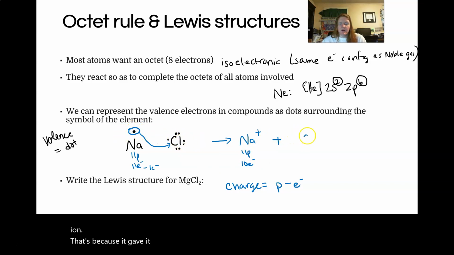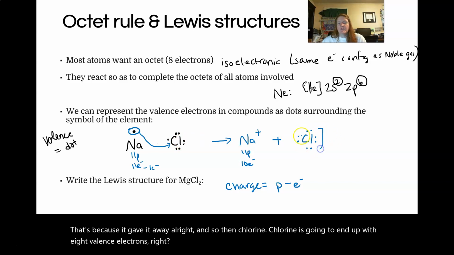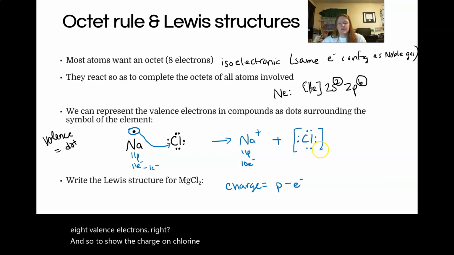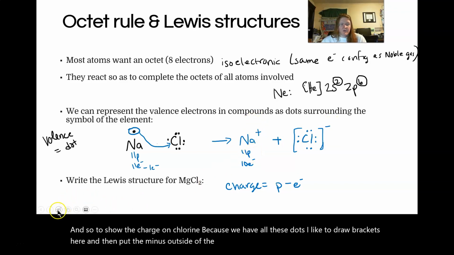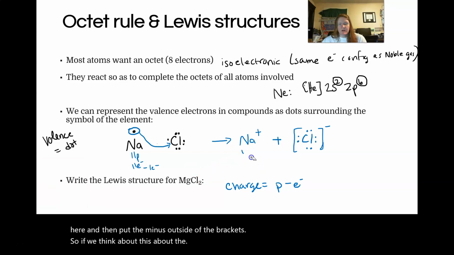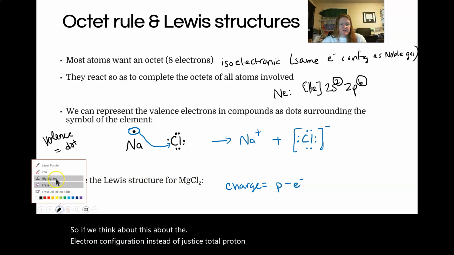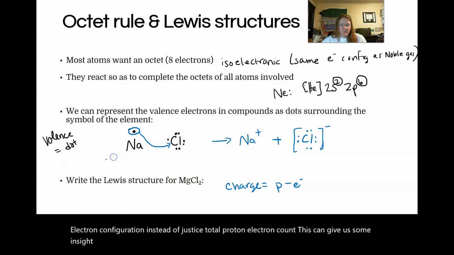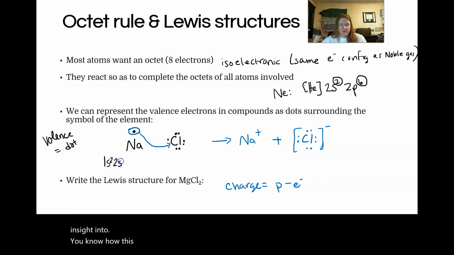All right? And so then chlorine is going to end up with 8 valence electrons, right? And so to show the charge on chlorine, because we have all these dots, I like to draw brackets here and then put the minus outside of the brackets. So if we think about the electron configuration instead of just total proton and electron count, this can give us some insight into how this works. So there's the configuration of sodium.